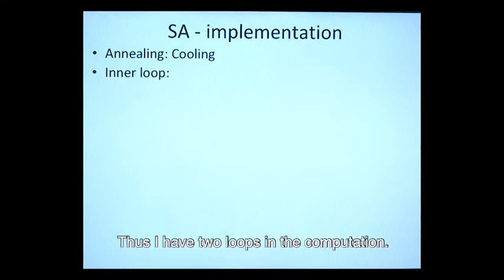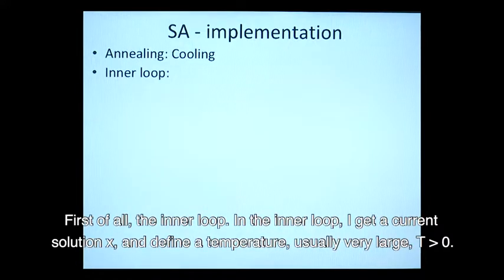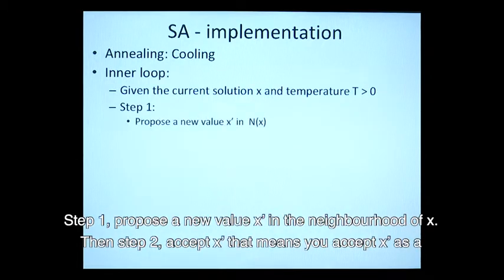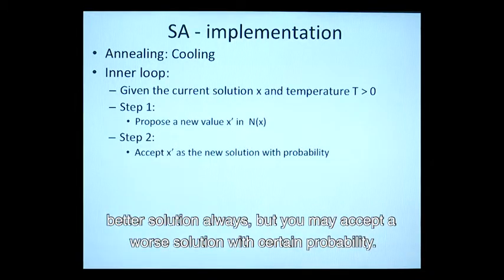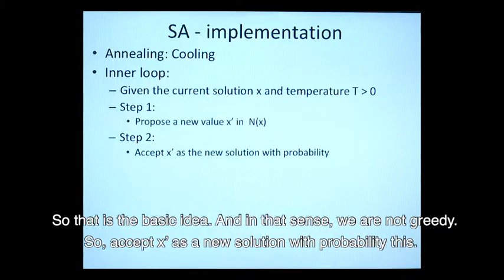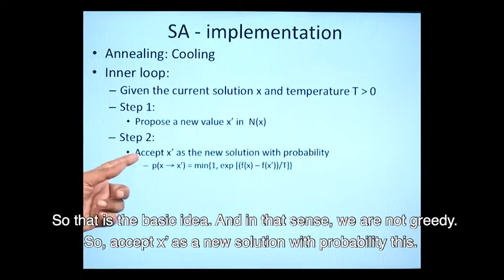So, I have two loops in the computation. First of all, the inner loop. In the inner loop, I get a current solution x and define a temperature, usually very large, T more than 0. Step 1, propose a new value x dash in the neighborhood of x. Then step 2, accept x dash. That means you always accept x dash if it is a better solution, but you may accept a worse solution with a certain probability. That is the basic idea, and in that sense we are not greedy. So accept x dash as the new solution with this probability.